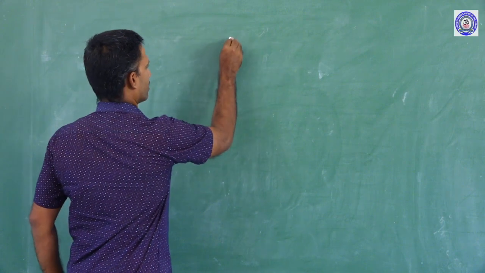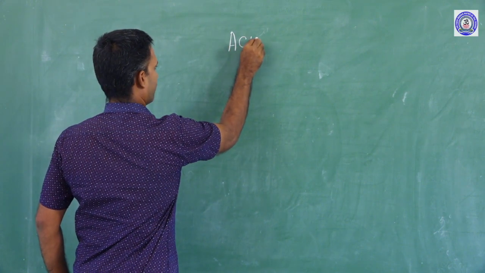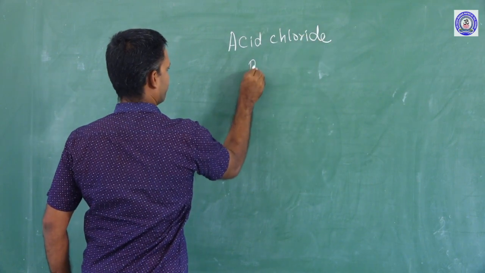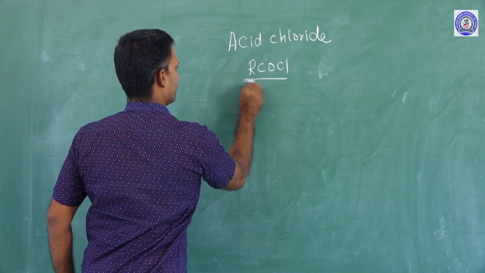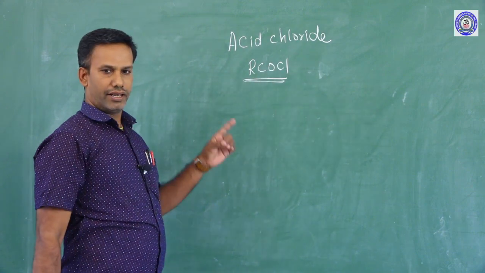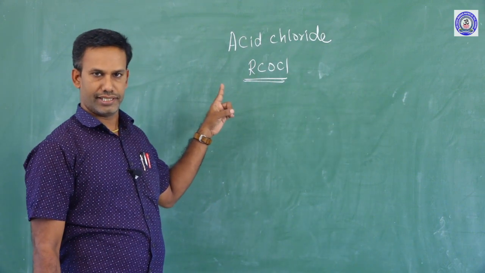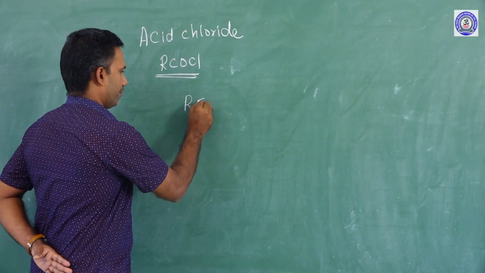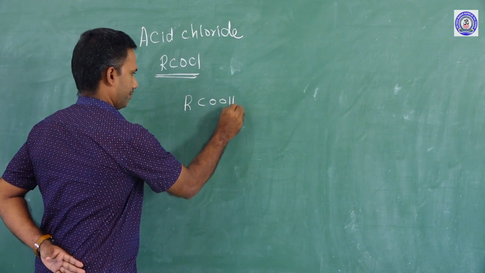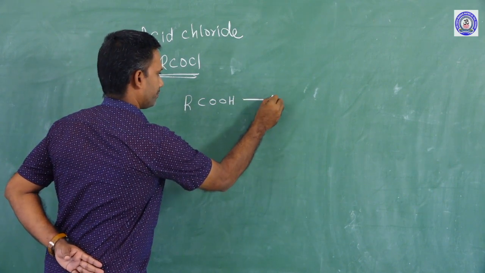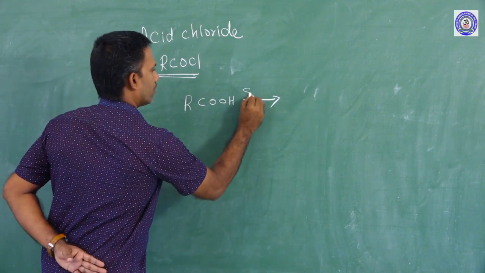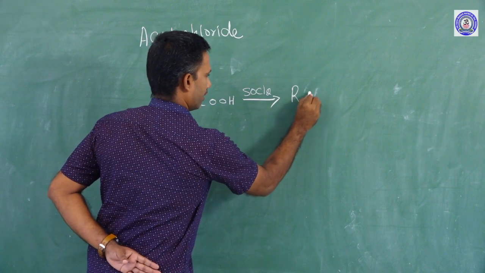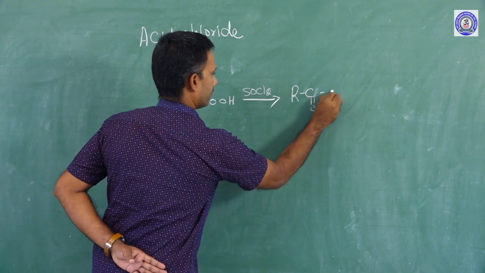First of all, we are starting with acid chloride, one of the very reactive functional derivatives of acids. The acid chloride may be derived from carboxylic acid. When a carboxylic acid is treated with thionyl chloride, you get acid chloride.